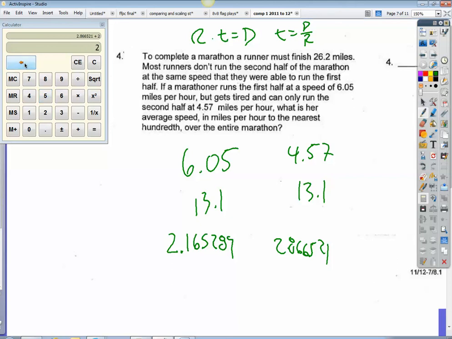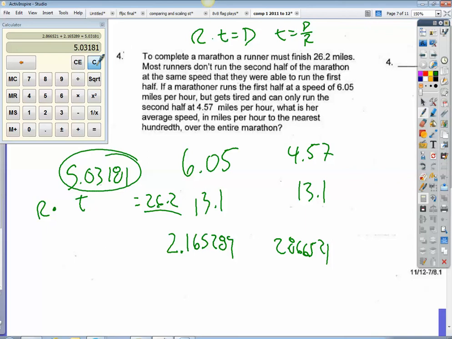I don't want to add it to itself, right? So I'm going to add it to my 2.165289. And so it took me 5.03181 hours. And so rate times time equals distance. So now I know I want to know my rate, I have my time, and I know the distance is 26.2. So I need to divide the distance by this.